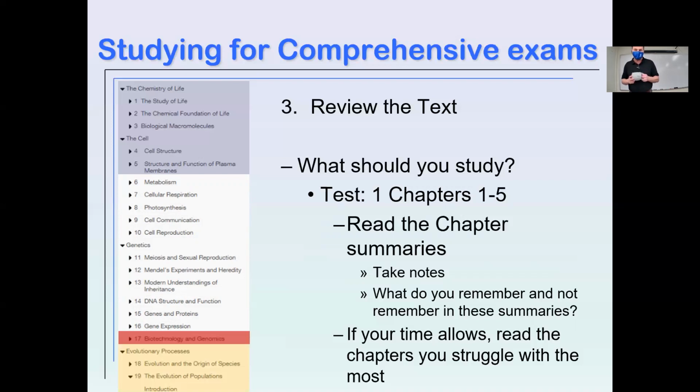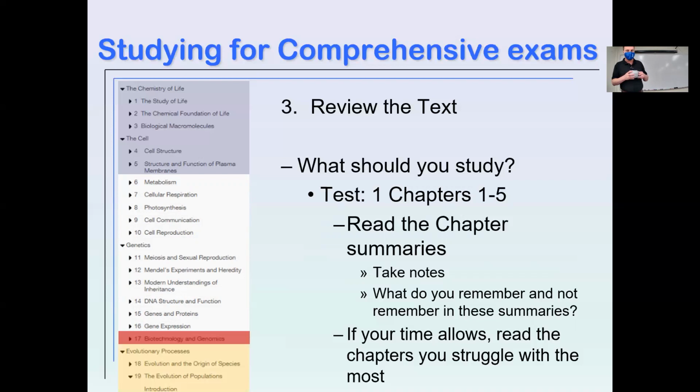They don't cover everything. But if you read the chapter summary and something in that summary just doesn't make sense, take notes. Write it down. You need to learn more about extracellular receptors, or whatever the case may be.